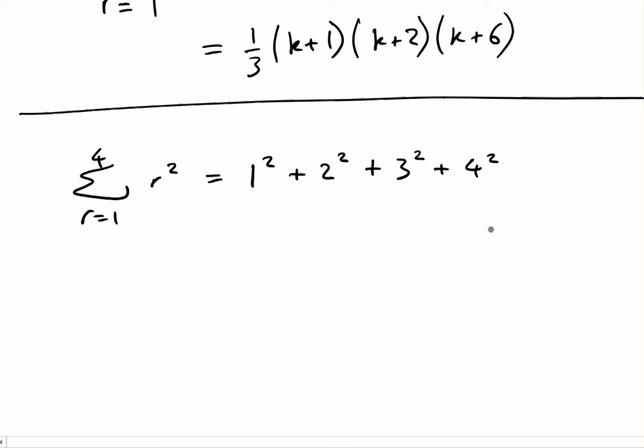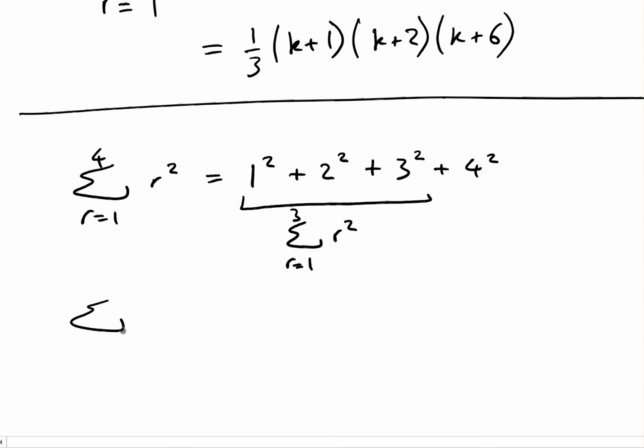Now I want you to look at this. These first 3 terms, I could choose any number of terms that I like, but I'm just going to look at these first 3 terms. That is the same as the summation from r equals 1 to 3 of r squared, because we start at 1 and end at 3. Why have I done that?